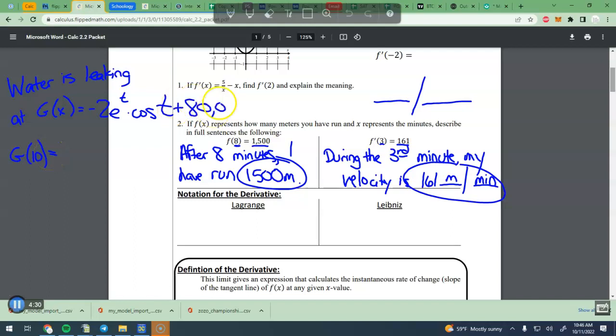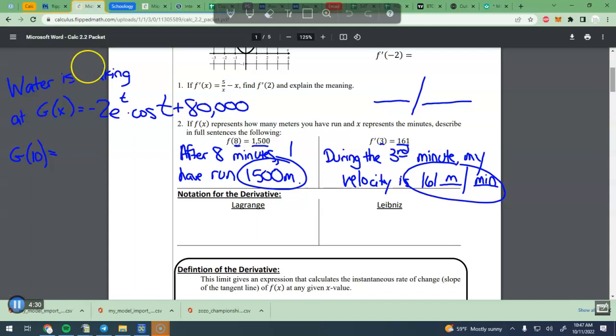Plus 80,000. So that would be like there's 80,000 gallons in the tank, and then it's draining at this rate. G of 10 would tell me how much water is in the tank after 10 minutes, or how fast it's draining at the 10th minute. Amount or rate? Amount. So G of 10.